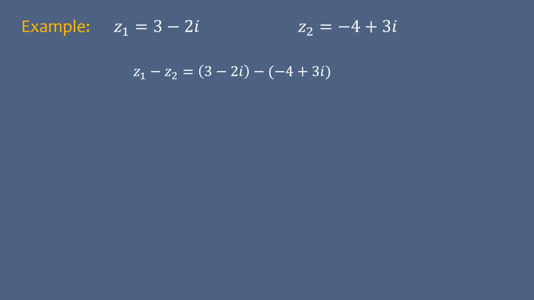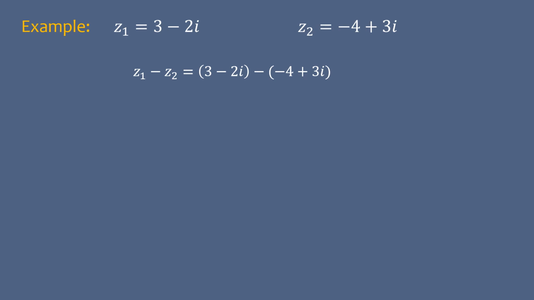Many of you might be still having some doubts related to subtracting two complex numbers. No worries. Let us consider one more example. Let z1 equal to 3 minus 2i and z2 equal to minus 4 plus 3i be any two complex numbers. So now the difference z1 minus z2 is equal to 3 minus 2i minus 4 plus 3i.